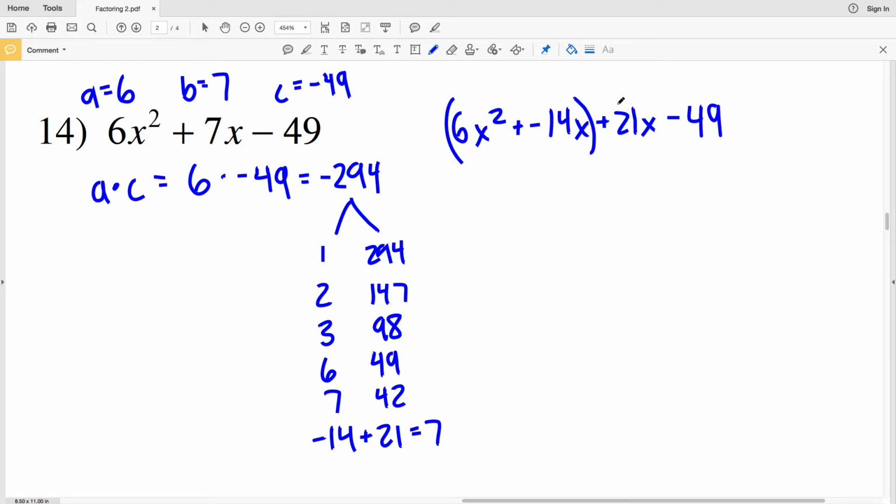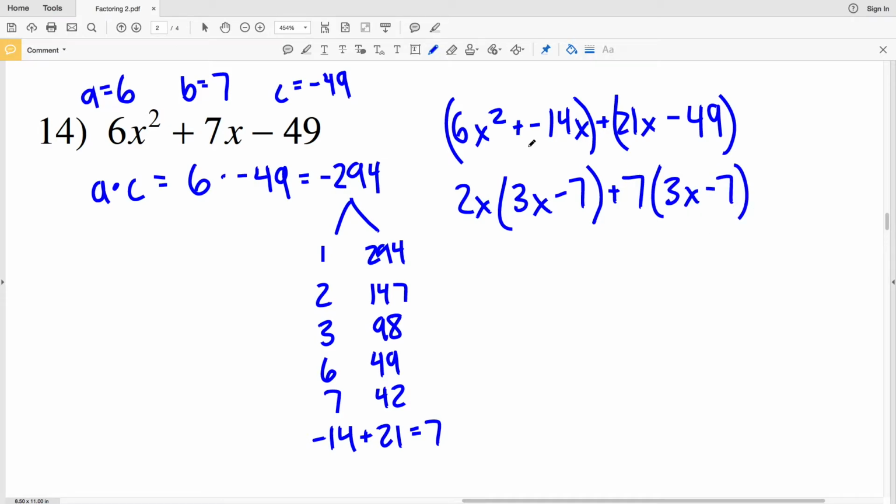Grouping the first two terms together and the last two terms together, I'll pull out a greatest common factor in each. So in the first one, we'll have 2x, and that'll leave us with 3x minus 7. And in the second grouping, I'll pull out a 7. That'll leave me with 3x minus 7. And if you want to double check, 2x times 3x is 6x squared, 2x times 7 is 14x, and that 7 subtracted, which is the same as adding a negative. 7 times 3x is 21x, and 7 times 7 is 49, and both of those are subtracted.